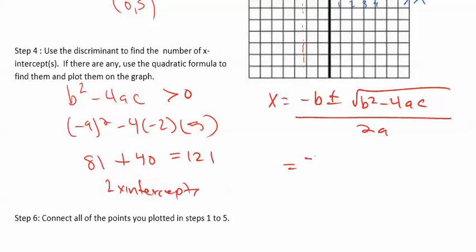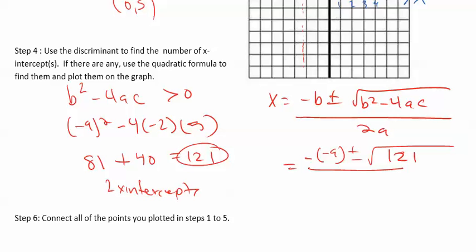And so we have b, which is -9. So negative -9, plus or minus the square root of -9 squared. And actually, I don't need to do that again because I've already done it using the discriminant. And so I can take this 121 and put it over here. So the square root of 121, all divided by 2 times -2. And so that's going to be 9 plus or minus 11, all divided by -4.